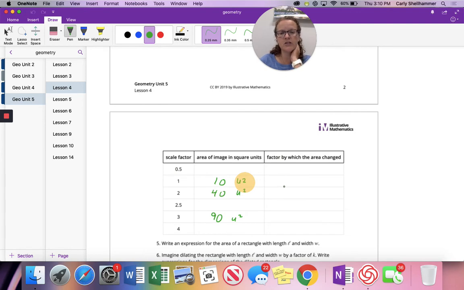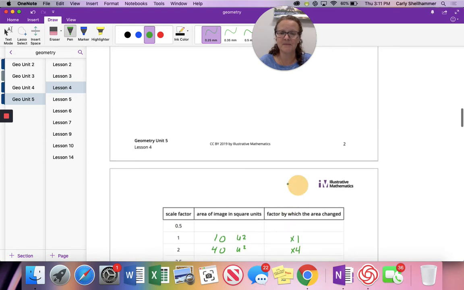Factor by which the area changed. So we went from 10 to 40, my factor is 4. I did it times 4, right? When I went from 40 to 90, when I have a scale factor of 3, I'm doing it times 9. So let's just do it here. Times 4 times 9 from the original, which is a scale factor of 1. Okay, we didn't do any of these other calculations, so let's hold off on them for a second.